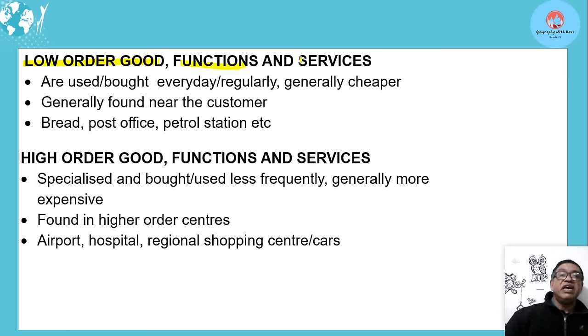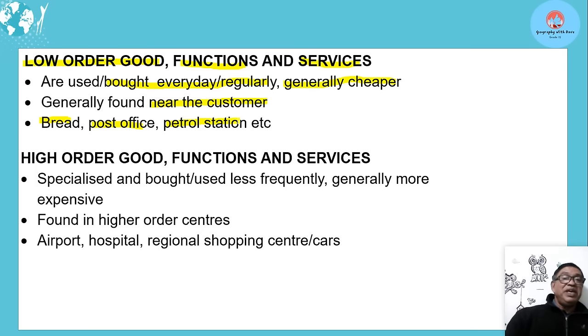functions, and services. These are bought every day or regularly, and they are generally cheaper. They're generally found near to the customer. Examples are your bread, milk, your post office, which offers you the service, your petrol station. These things are used more regularly, so they can't be too far. You're not going to travel to Pretoria to buy a loaf of bread. If it's 1 rand cheaper, the distance is too far, you might as well pay the rand and go near you.